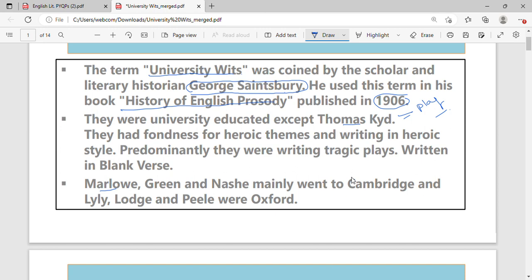Now here we have your University Wits, and I have developed a mnemonic. एक तरह से जैसे आप कोई स्टोरी लाइन क्रिएट करते हो ना अपने कैरेक्टर्स को रिमेंबर करने के लिए, मैंने उसी तरह से एक स्टोरी लाइन आपकी क्रिएट की है इसके लिए. We have here Christopher Marlowe, Nash, Greene, Lodge, Lyly, Peele, and your Kyd. So Kyd is one of the playwrights of the University Wits who did not visit the university. Only 6 of them visited the university here.